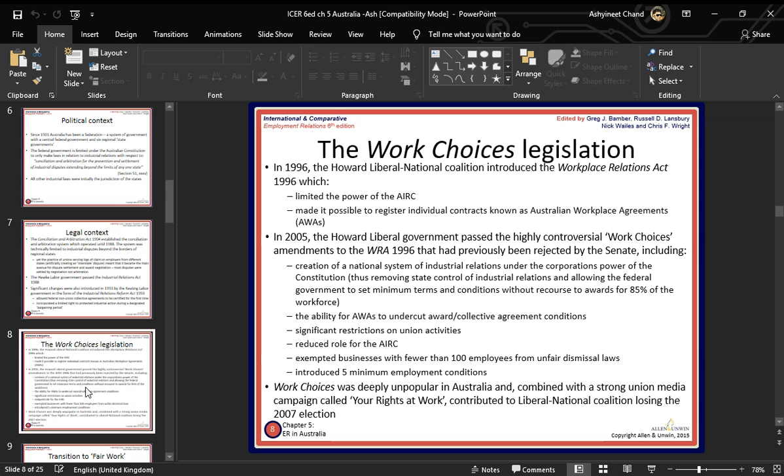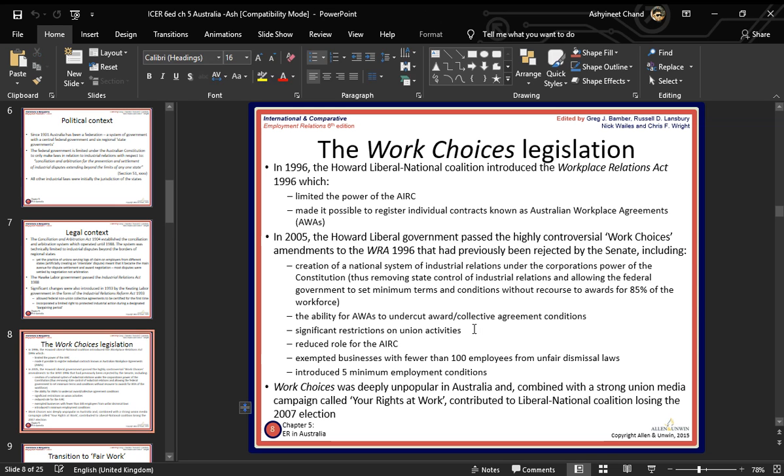So as you can see, Work Choices would obviously not be favored by the unions, isn't it? Like significant restriction on union activities. Do you think unions would like it? Yes, obviously not. And this exemption for businesses with fewer than 100 employees from unfair dismissal laws. Again, employees would not like it if they were unfairly dismissed by such an organization. So Work Choices was not that popular.